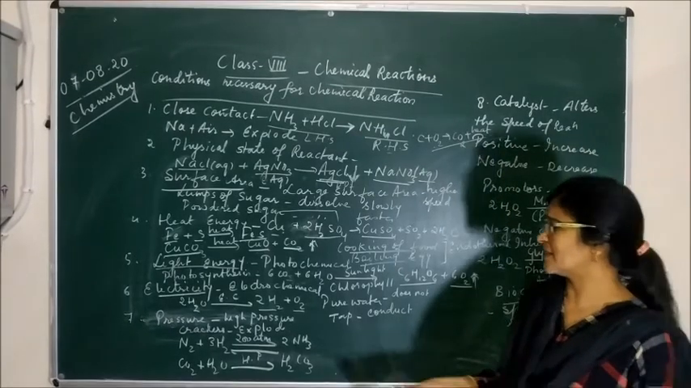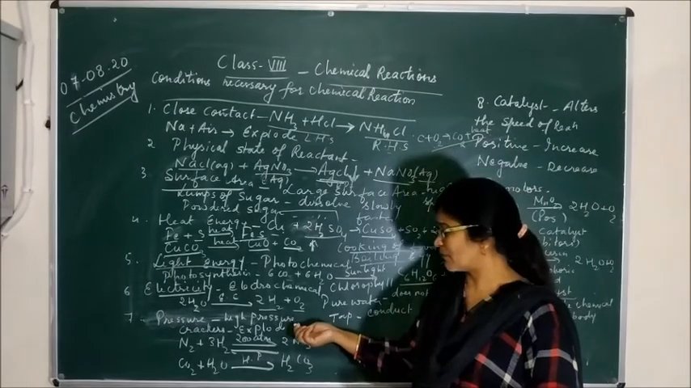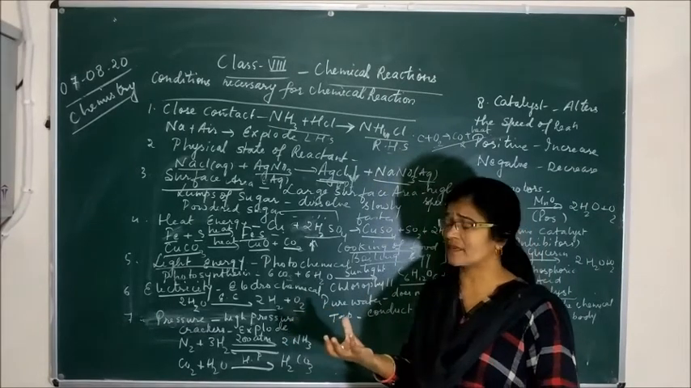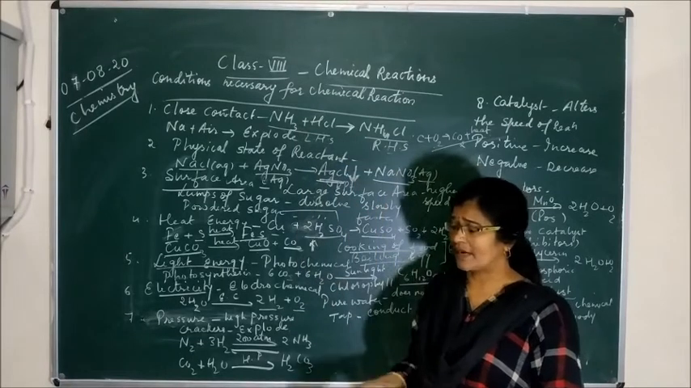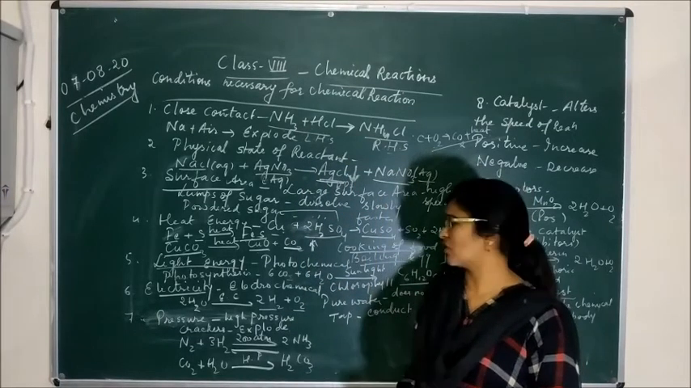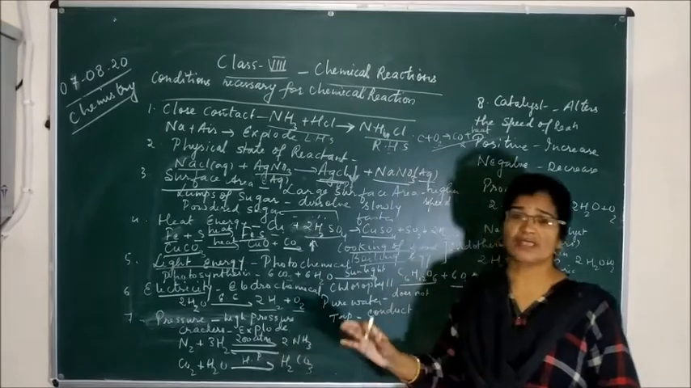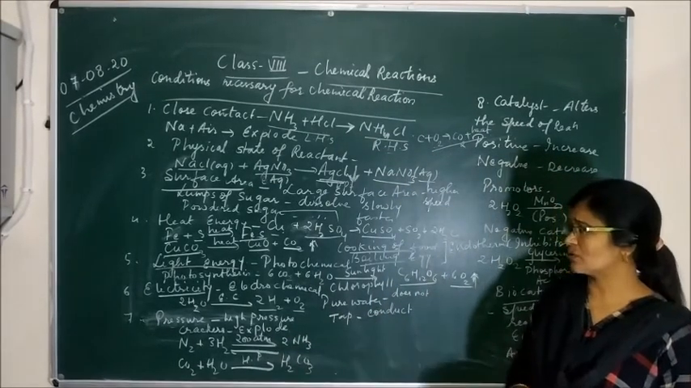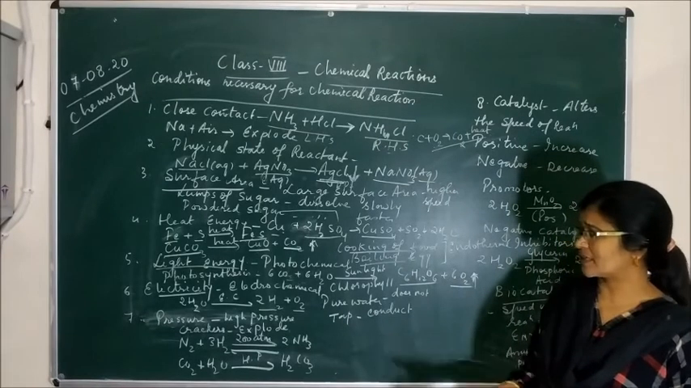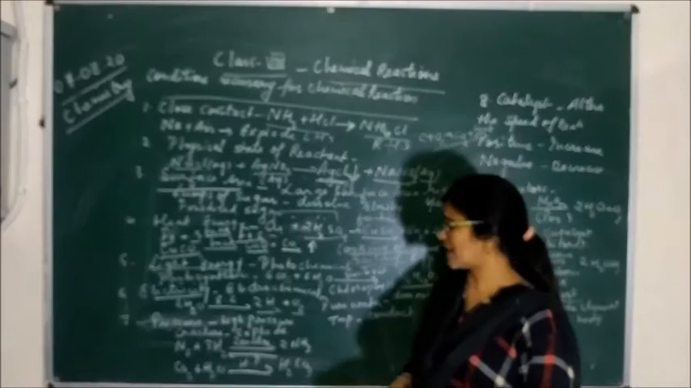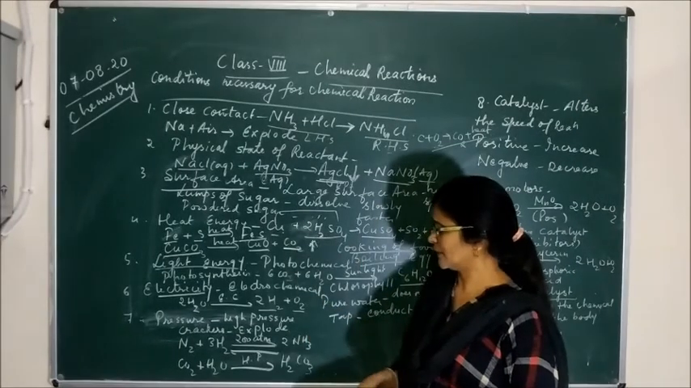A cracker explodes when it is thrown upward and, with the high pressure, falls on the ground. So under high pressure only, the cracker will explode. This is also a condition in which the cracker explodes: only when it is given high pressure, meaning it is thrown at high pressure and then falls on the earth.